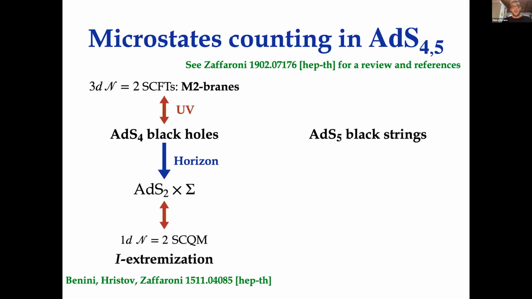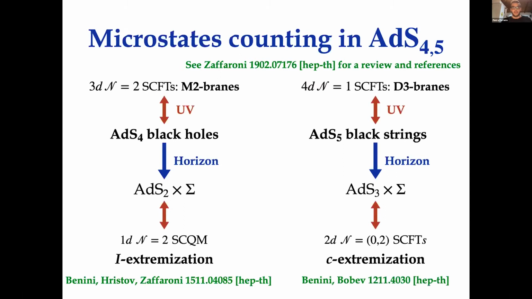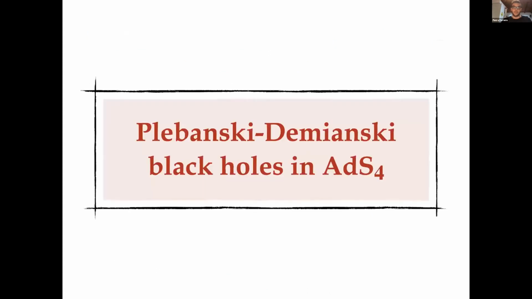On the other hand, we have AdS5 black strings. In the UV, they are dual to 4D N=1 SCFTs arising from D3 branes. They have a horizon which looks like AdS3 times Σ, which is dual to two-dimensional SCFTs. And here the counting can be done using c-extremization. So we will consider precisely these two pictures, but let me start with the case of AdS4 black holes.